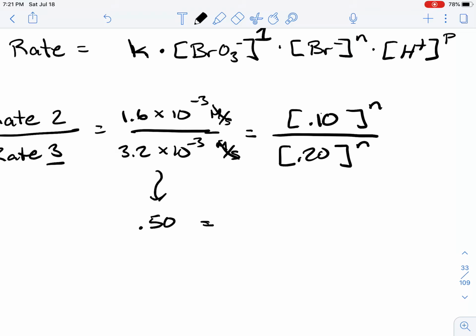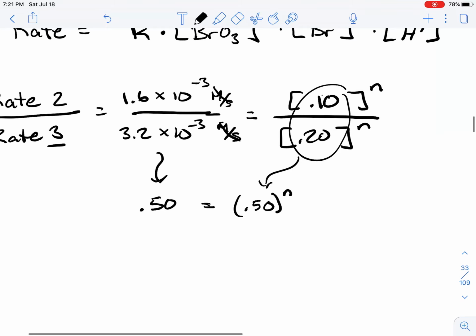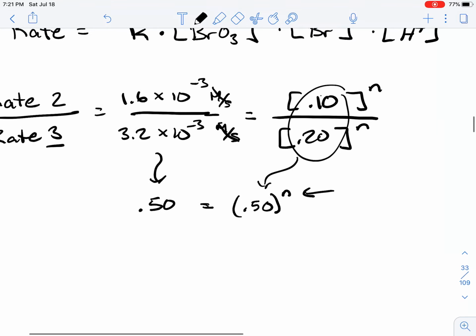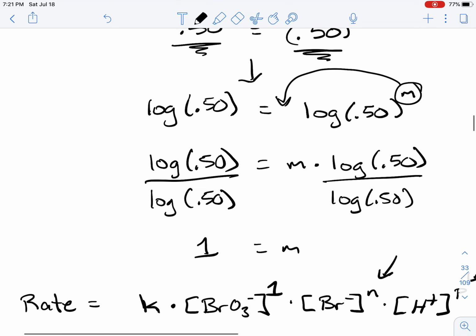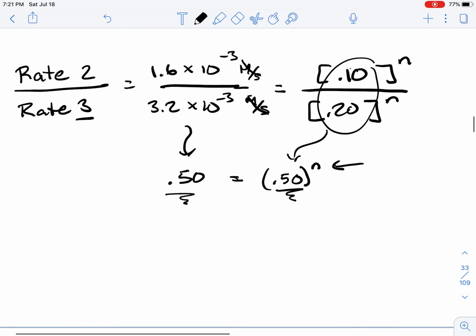And if I plug this into my calculator, this is going to be 0.50 as well. And so once again, you can either ask yourself what exponent will allow 0.50 to equal 0.50, or you can more accurately figure it out by using properties of logs, much like what we did in the previous section. And so it turns out that the value for n is equal to 1.